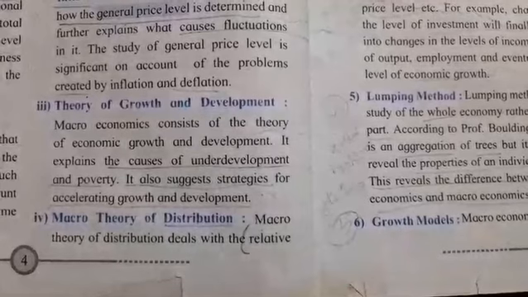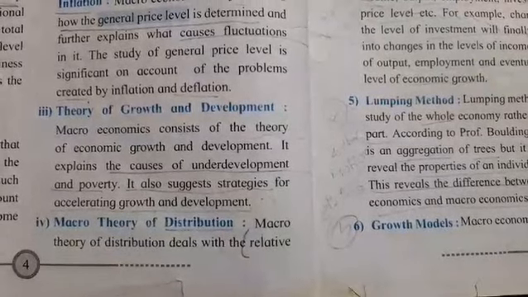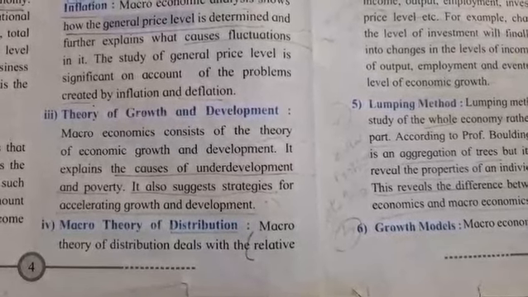Fourth, Macro Theory of Distribution. Macro theory of distribution deals with the relative shares of rent, wages, interest and profit in the total national income.